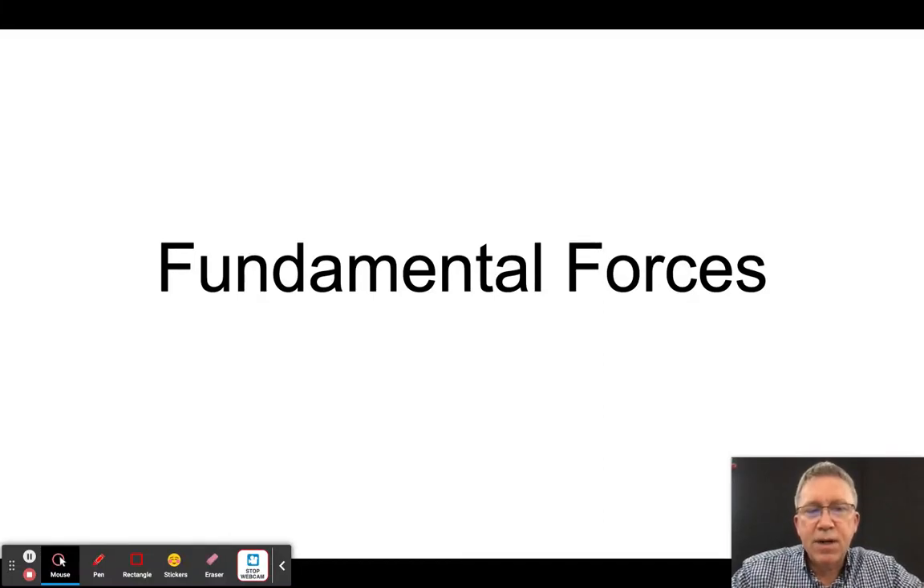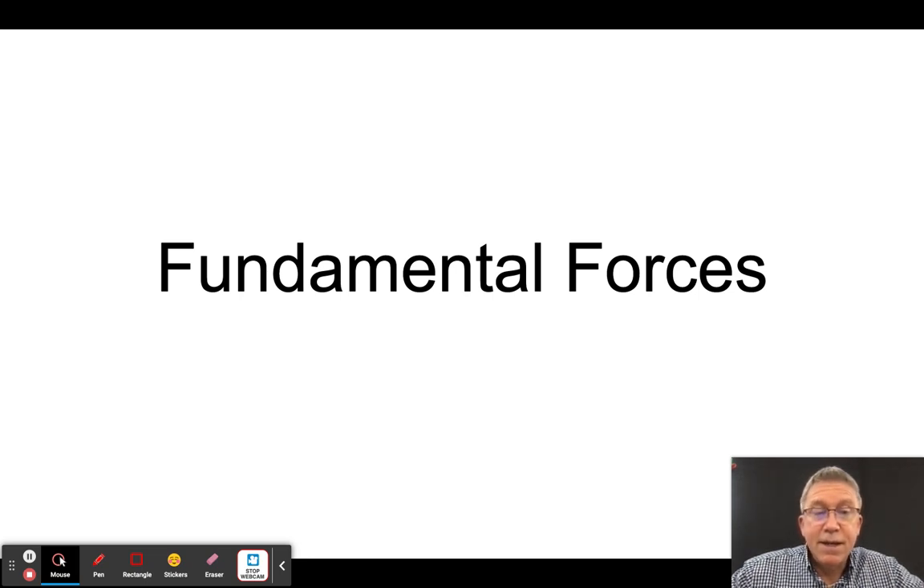All right, so we're going to wrap up this unit by talking about fundamental forces. We've talked about forces ever since Unit 3, and we've talked about, well, you've got your normal force and your tension force and friction force and applied force. But honestly, all these are just different manifestations of one force.